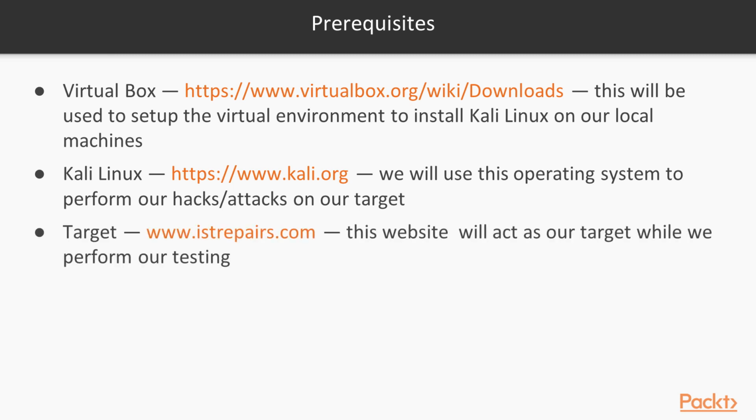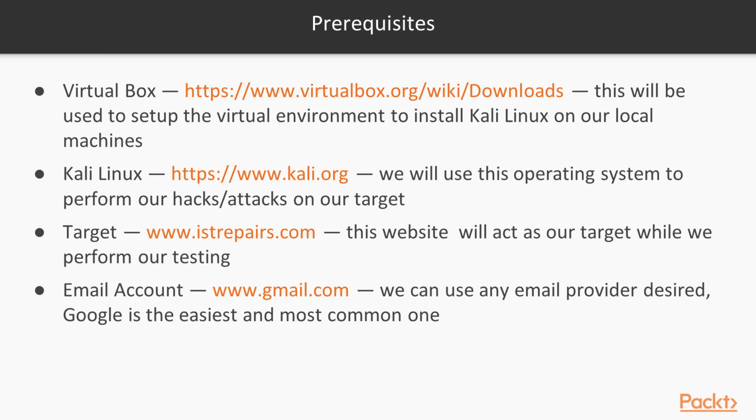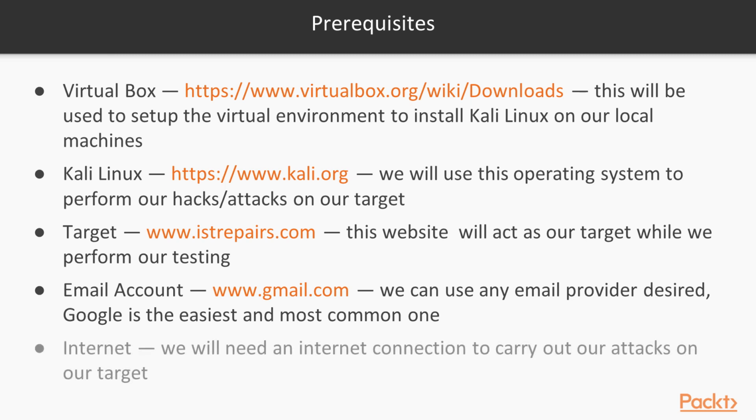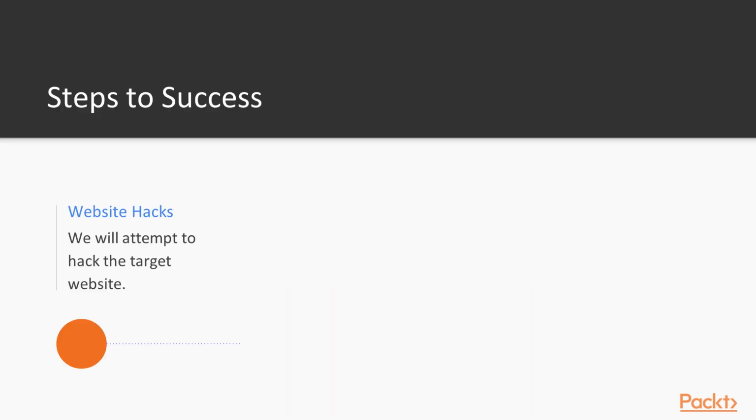The target, istrepairs.com. This is the website we're going to use in order to act as our target in order to perform our testing. Don't worry, istrepairs.com is my website, my domain name, my server. I own everything on it. Email account. You can use gmail.com, you can use AOL, you can use Yahoo, you can set up your own email server. Any email server provider you desire. Google just has to be the easiest and most common one to use. And then finally, we obviously need internet. We're going to use the internet in order to connect and carry out our tasks based upon our target.